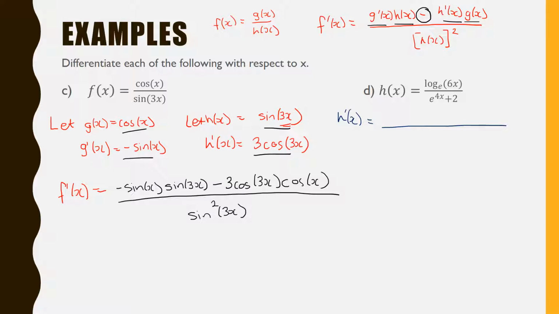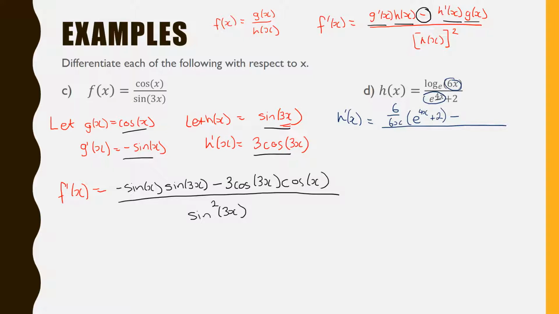So, we differentiate the numerator. You should remember that to differentiate log functions, we take the derivative of the inside function, which is 6, over the function, which is 6x. So we have the derivative of the numerator multiplied by the denominator, which is e to the power of 4x plus 2, minus, that's part of the formula, we differentiate the denominator.